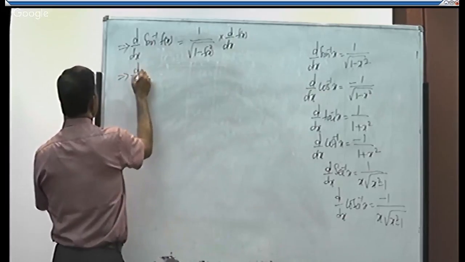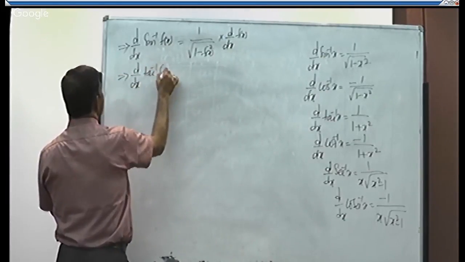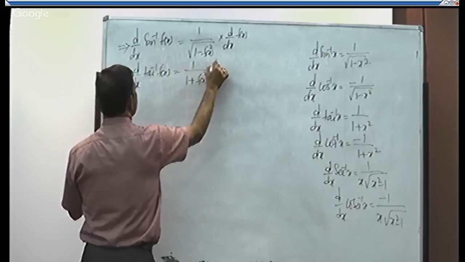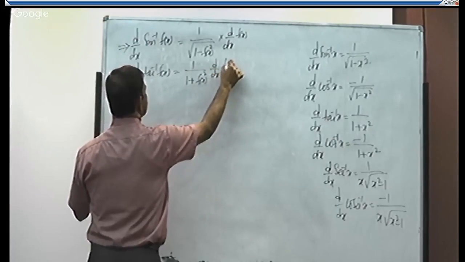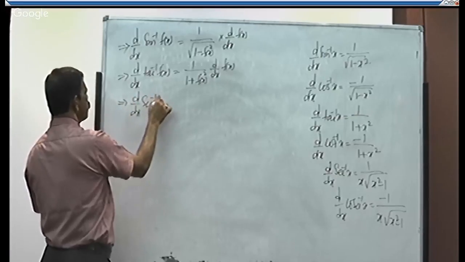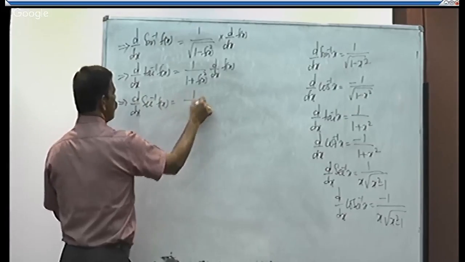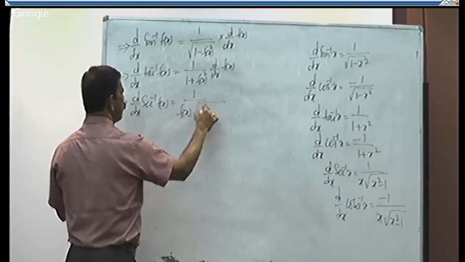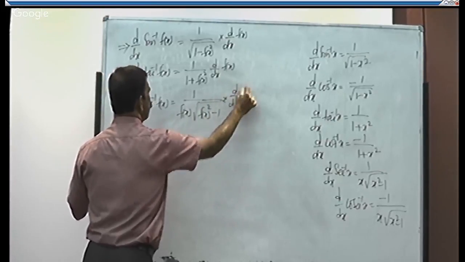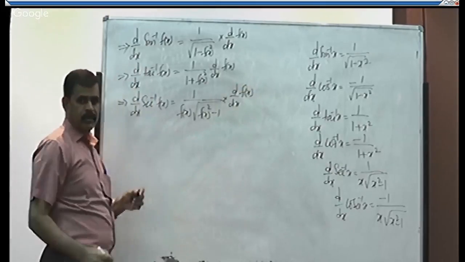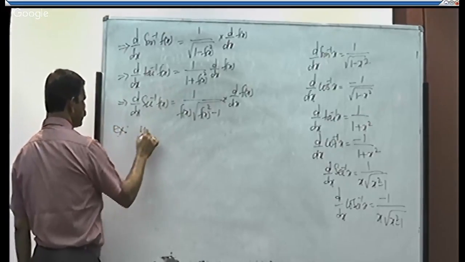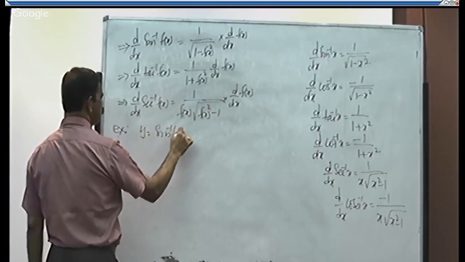d/dx of tan⁻¹ of a function is 1 by 1 plus function square into d/dx of the function. d/dx of sec⁻¹ of a function is 1 by function into root of function square minus 1, into d/dx of the function. Got it? So this is called the chain rule. Take the examples.